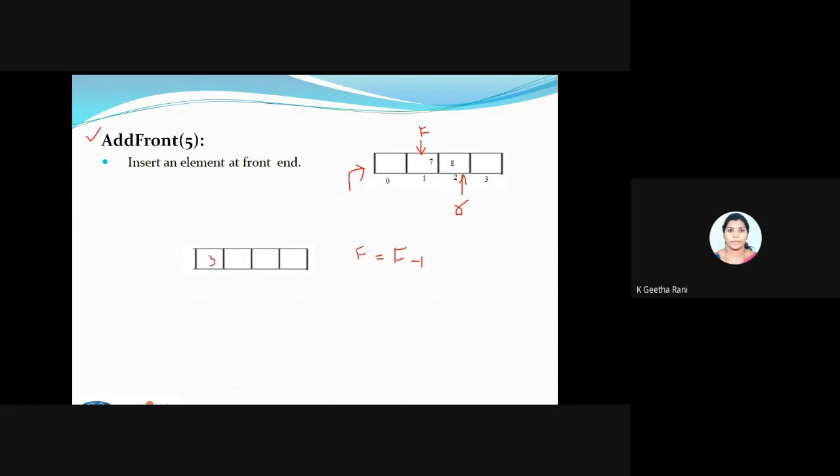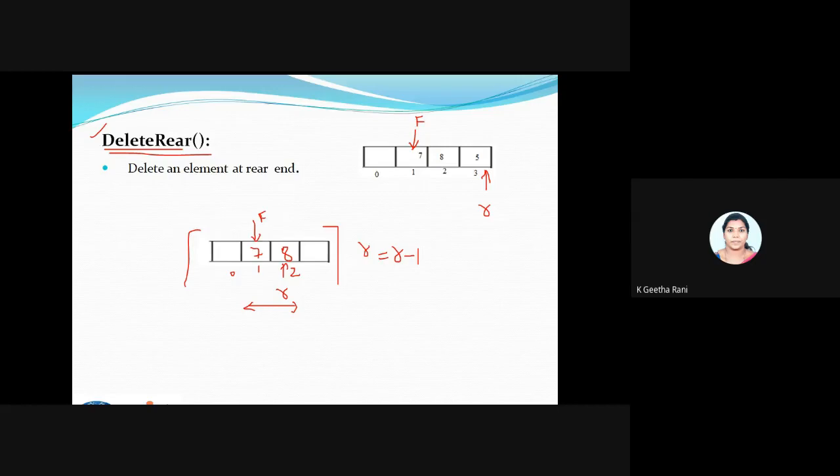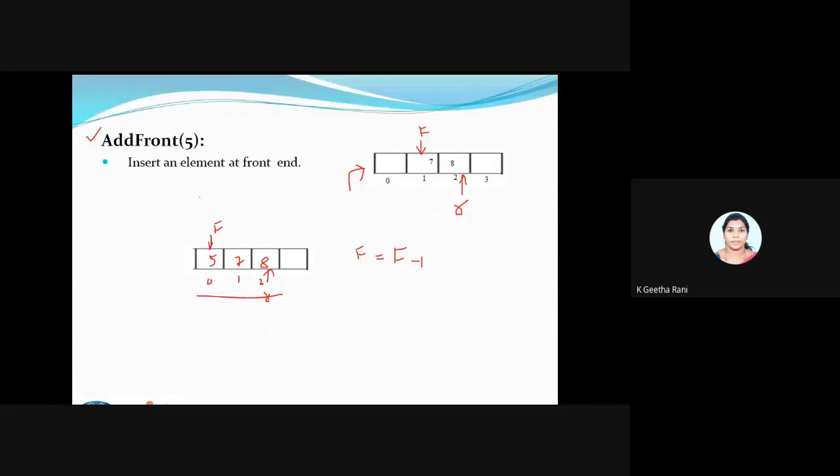So I'm having an array of 5, 7, 8. Now the pointer will be moved here. This will be the front pointer and this will be the rear pointer. My array indices will be 0, 1, 2. Now this part alone will be the part of my dequeue. It's a very important thing. Delete rear and add front are our two new operations.